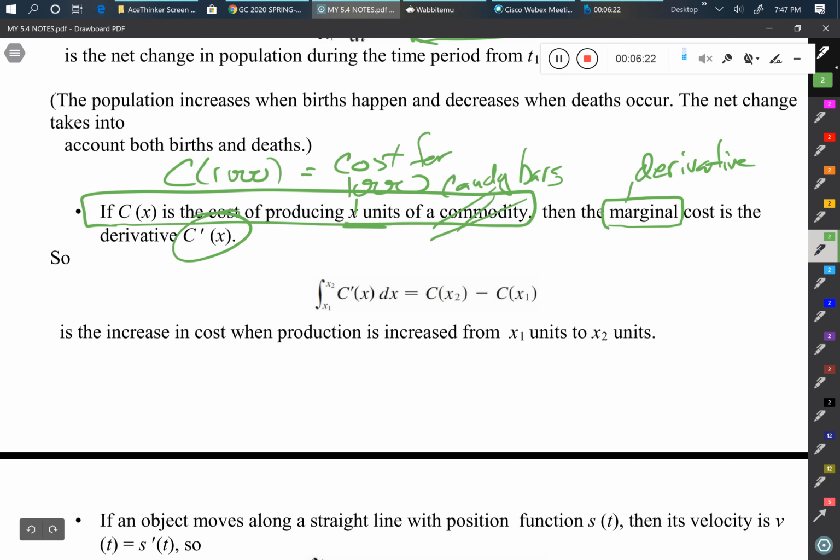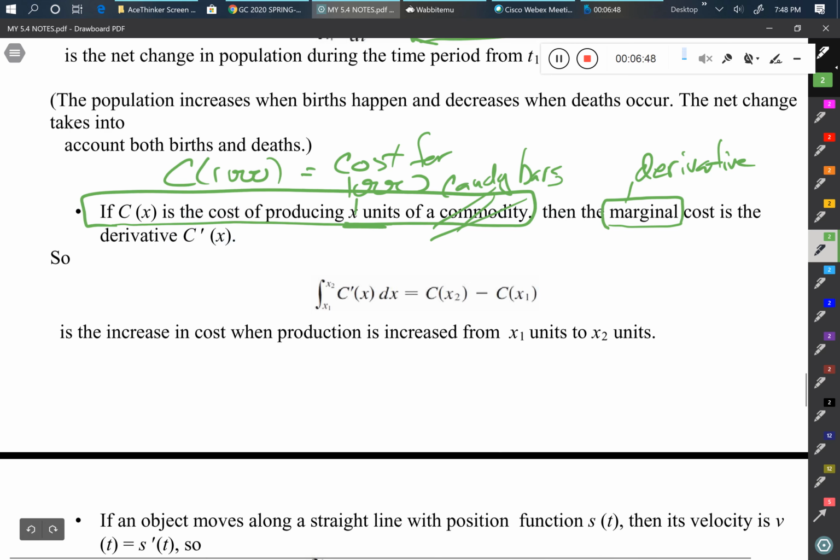Right? So then what does C prime tell me? Well, C prime is the rate of change of the cost of candy bars. So how much does it cost to go from the 100th to the 101st candy bar? Right? Because as I scale things up, costs aren't going to stay linear. So this function measures how much that cost changes by.